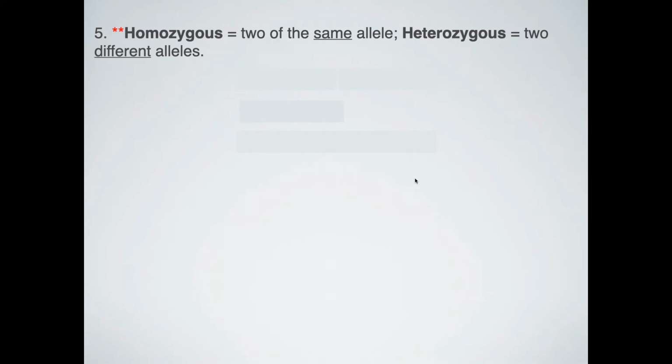So we have different terminology now that we need to remember, and these are really important. First things first, homozygous. Homo means same. That means you have two copies of the same allele. So you could have two uppercase letters or two lowercase letters. Heterozygous means you have two different alleles, so an uppercase letter and a lowercase letter.